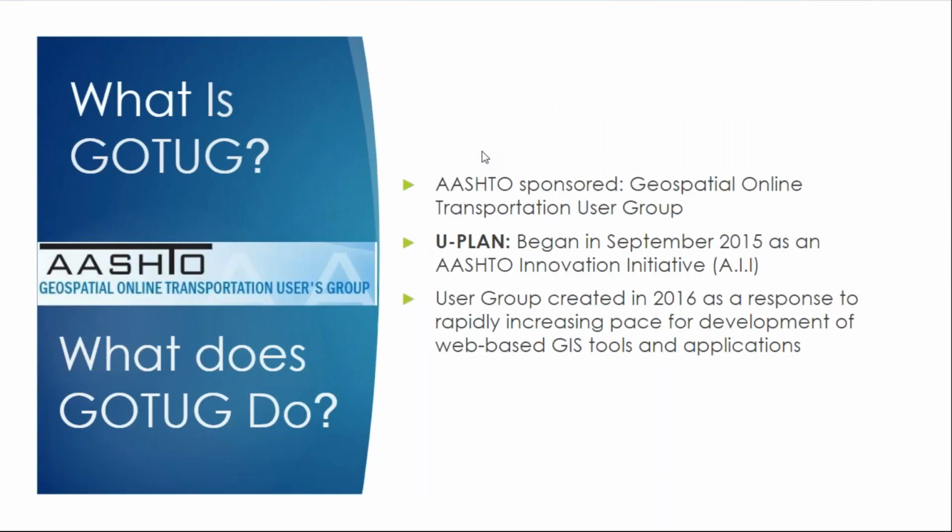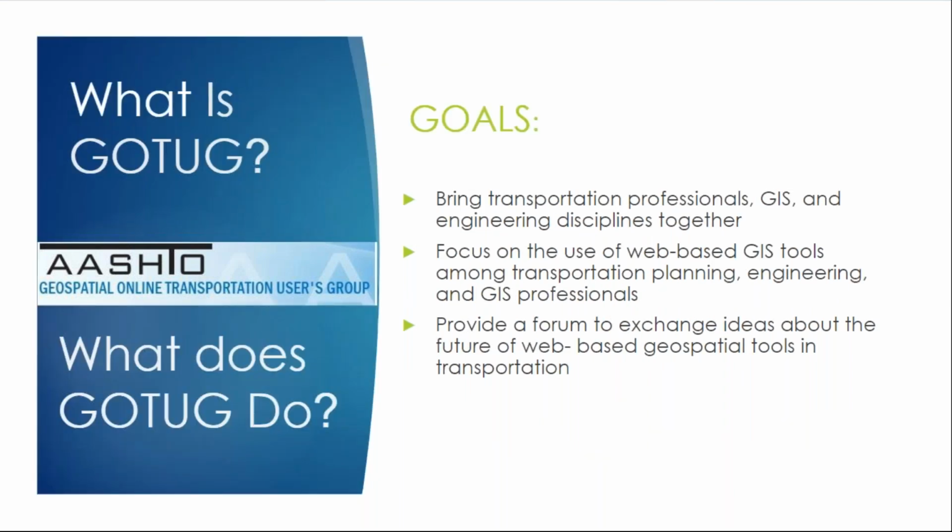GOTUG is an AASHTO-sponsored user group. It is the Geospatial Online Transportation User Group. It began as a U-Plan initiative back in September 2015, and the user group was created in 2016 as a response to the rapidly increasing pace of development of web-based GIS tools and applications. Our goals are to bring transportation professionals, GIS, and engineering disciplines together to focus on the use of web-based GIS tools amongst transportation planning, engineering, and GIS professionals, and also to provide a forum to exchange ideas about the future of web-based geospatial tools and transportation.